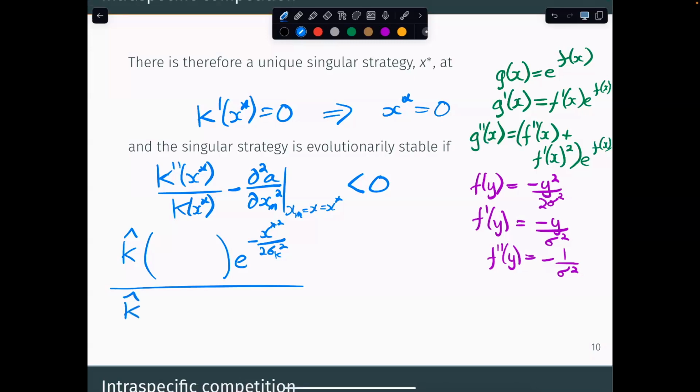On the denominator, we're going to have a k hat e to the minus x star squared over 2 sigma k squared. We're actually evaluating the x star as equal to 1 anyway, so these are going to disappear. So we can actually just ignore all of those terms there.